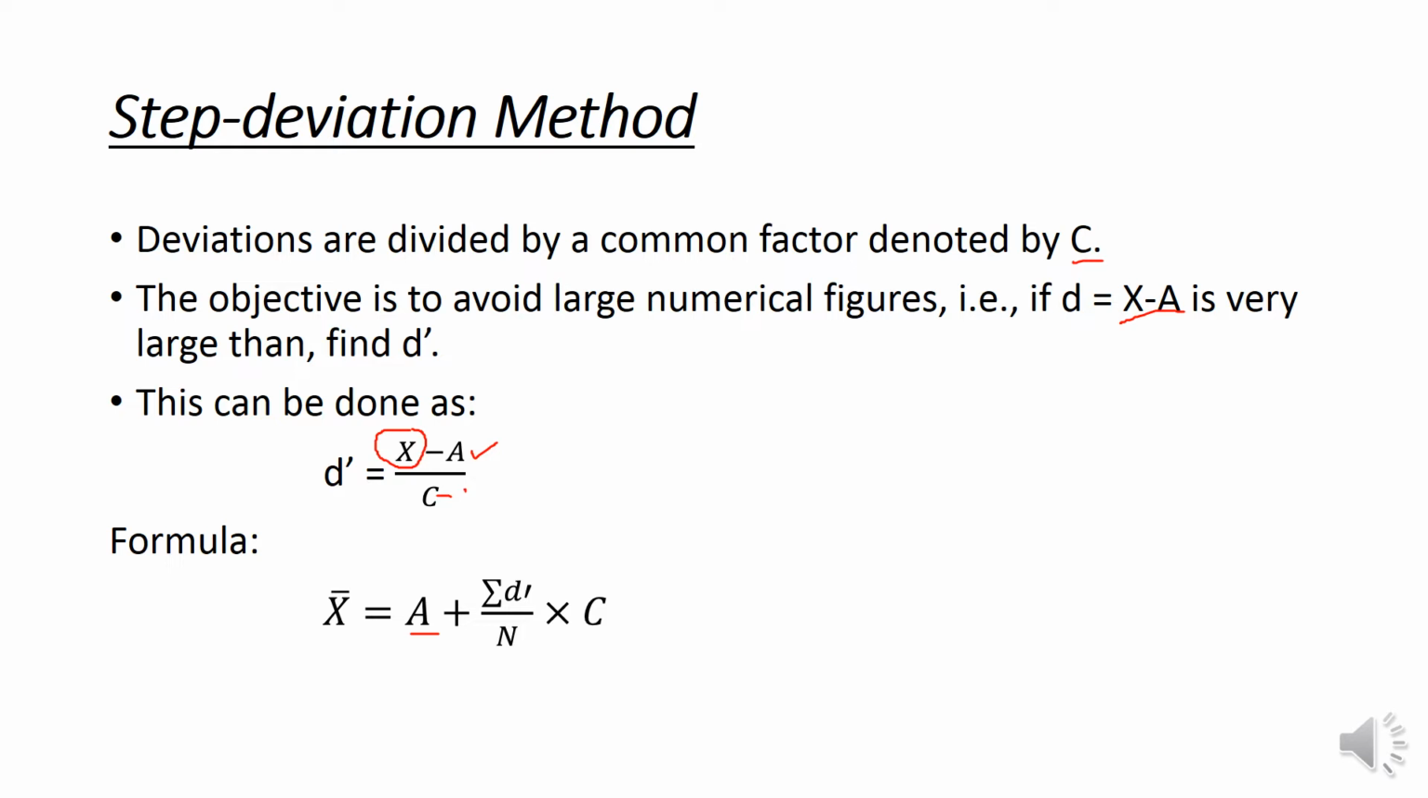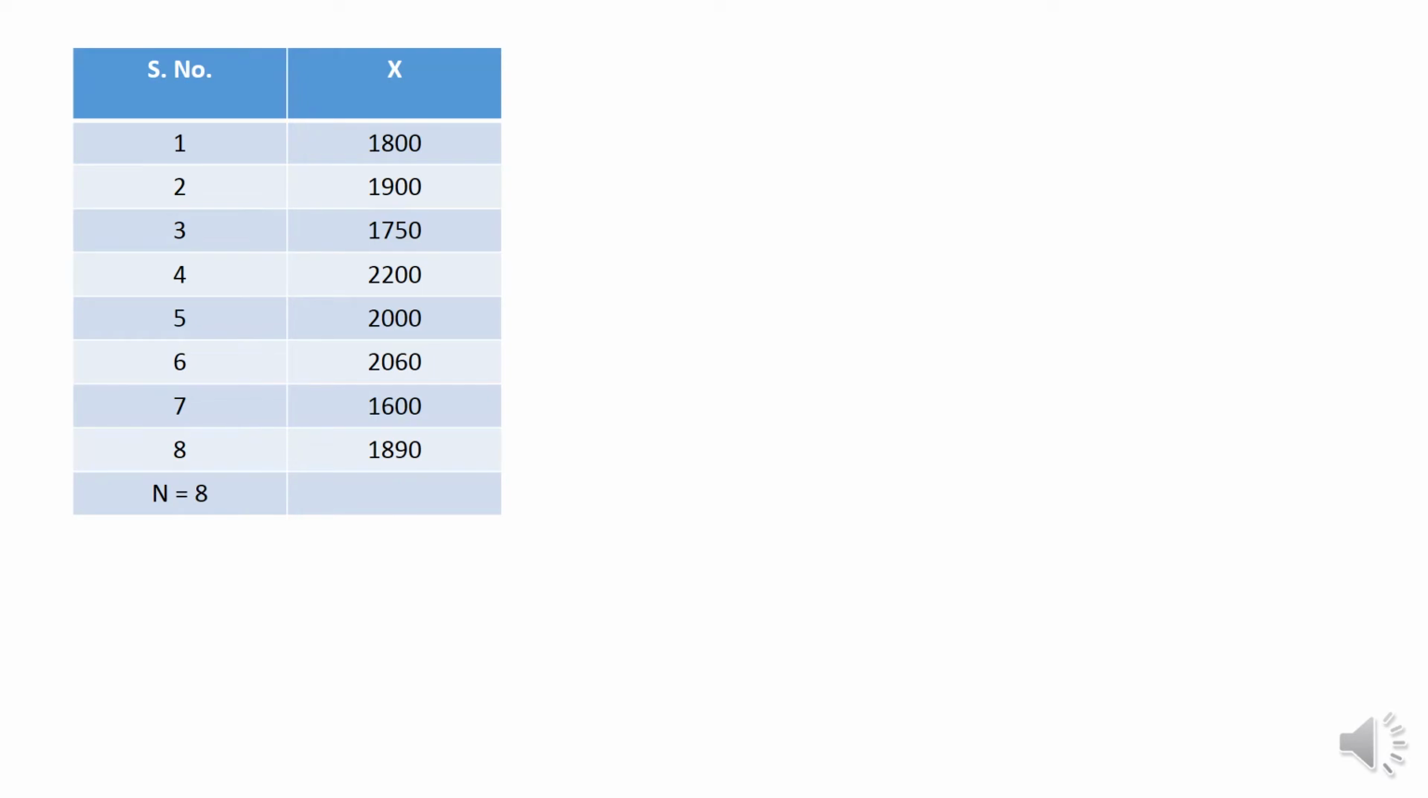Now we will understand this with an example and a solution. First of all, we take the same example that we followed in the direct method and shortcut method. The individual series we are discussing has 1, 2, 3, 4, 5, 6, 7, 8 items given, so the number of items is 8. The values of x are the same: 1800, 1900, 1750, 2200, 2000, 2060, 1600, 1890.